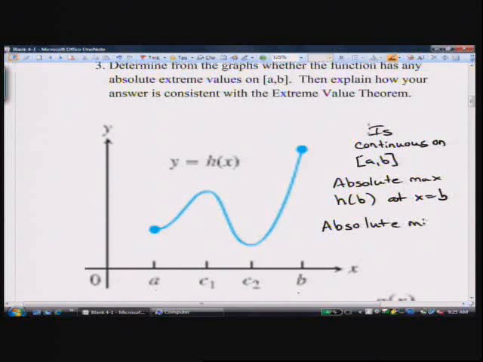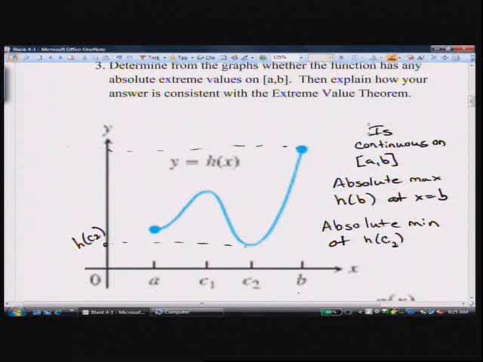Absolute min at h of c2, this is the value that it will be, whatever that is. This y value is h of c2, and this y value over here is h of b at x equals c2. Do you guys notice that right here, what's true about h prime of x? It's 0, and so it's consistent. It is where it's 0 and it's also where it has a min.